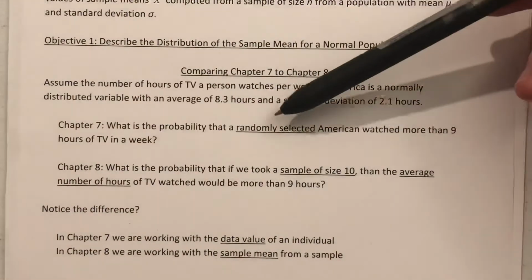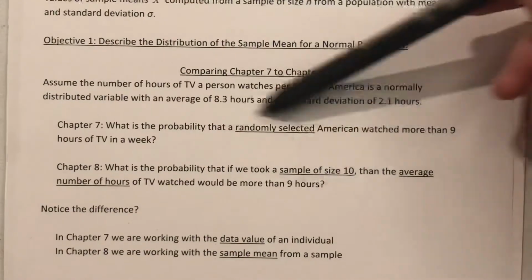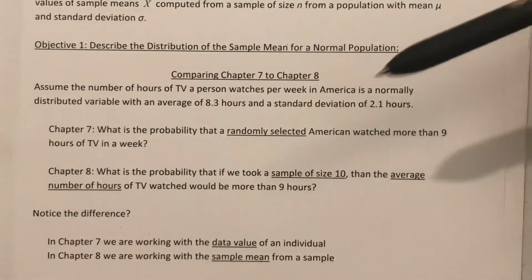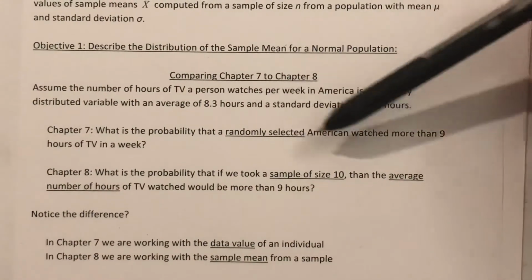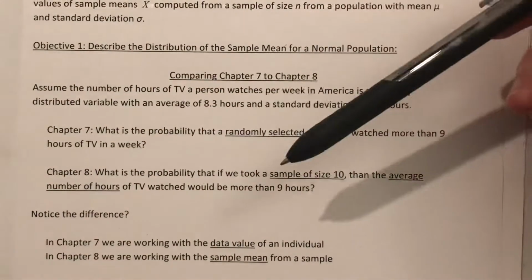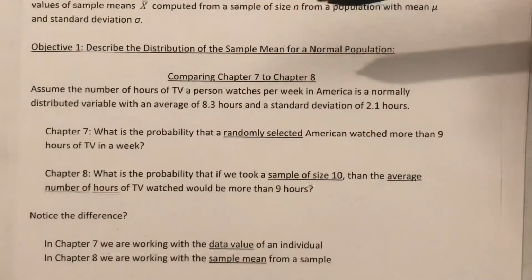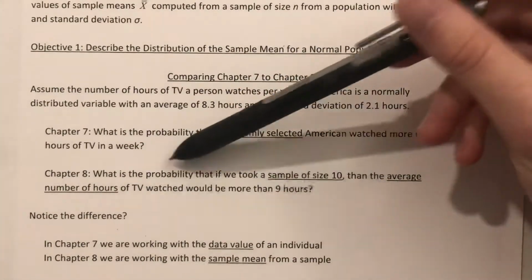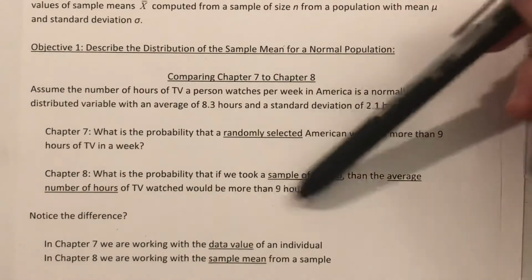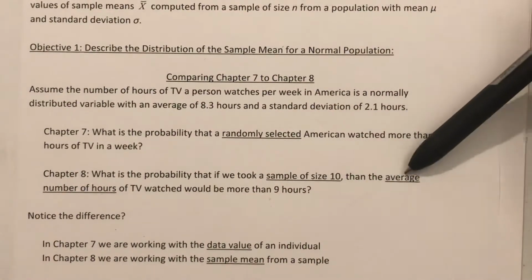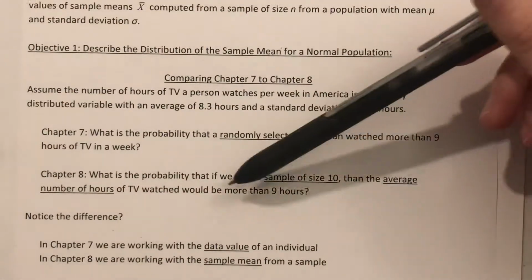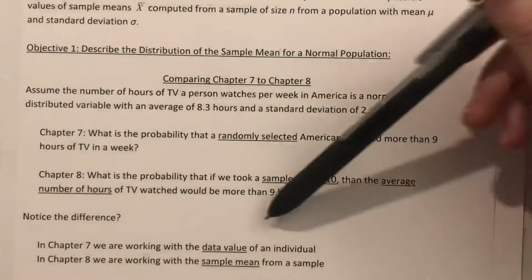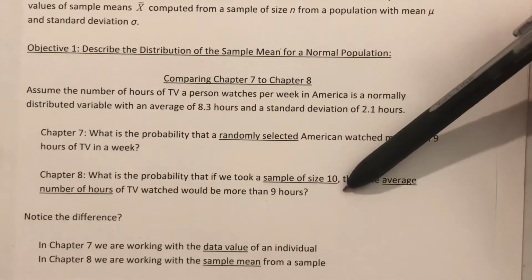In Chapter 7, we focused on this question. I even emphasized this phrasing: the probability that a randomly selected, and then whatever the topic is, in this case, randomly selected American watched more than 9 hours of TV in a week. If that was my question, it's a question we could have seen in Chapter 7. So in Chapter 8, we can extend this style of question to what's the probability that if we took a sample of size, in this case 10, that the average number of hours watched was more than 9. So notice it's the same content of question, but the subject matter is different.